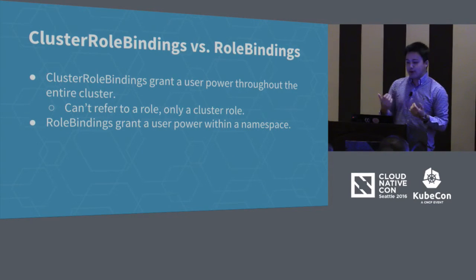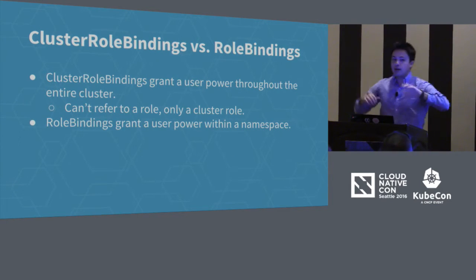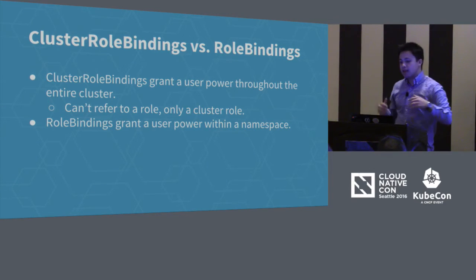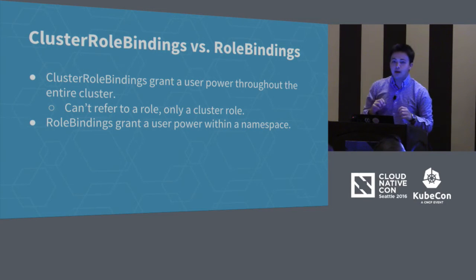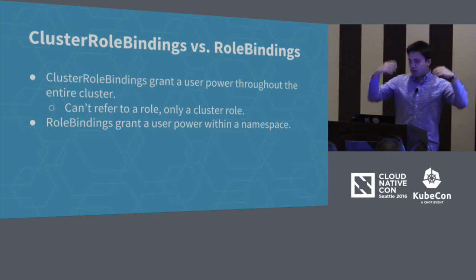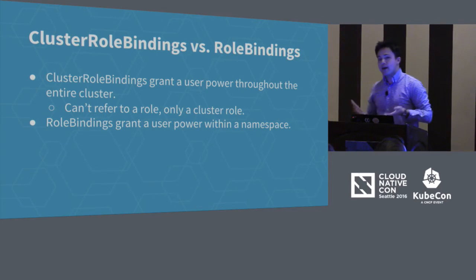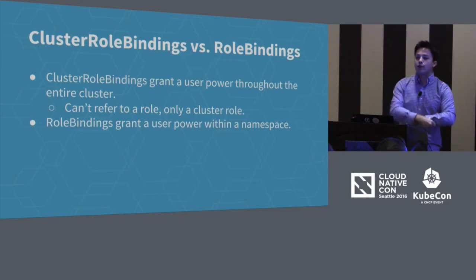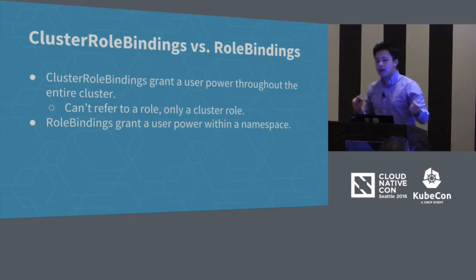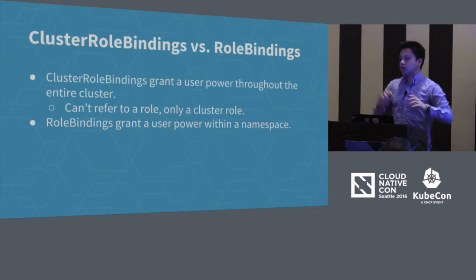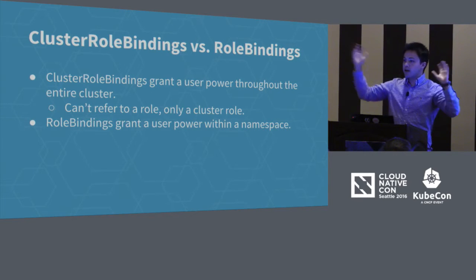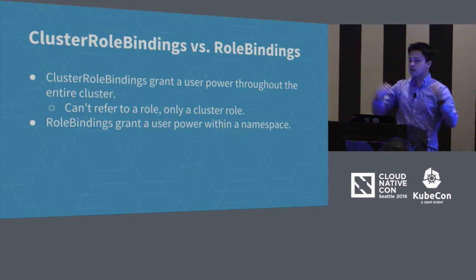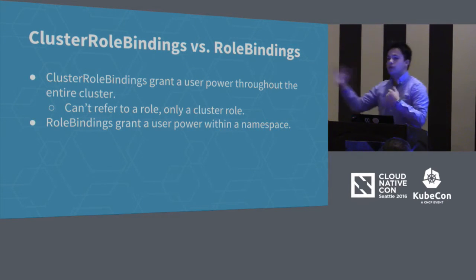Cluster role bindings and role bindings are the same concept. We need a namespaced version of the binding and a non-namespaced version of the binding. And this is where RBAC gets a little hairy, right? So just to walk you through this, cluster role bindings grant a user power throughout the entire cluster, right? They can only refer to a cluster role in that respect. So you can give somebody the power within the entire cluster to be an admin, or be a user, or be a developer, or whatever you choose to name your role.